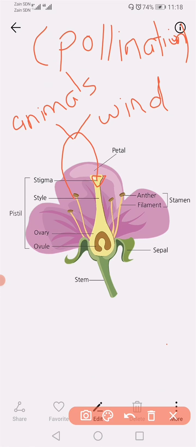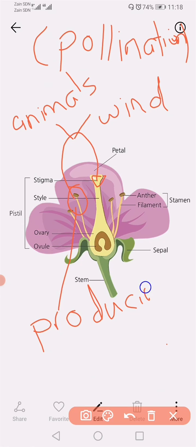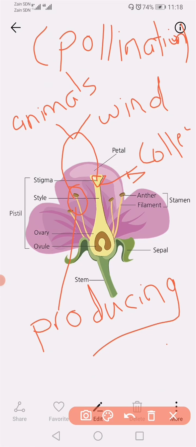So which part is responsible for producing the pollen grain? It's the anther. The anther is producing the pollen grain. While the stigma, this part is responsible for collecting the pollen grain.